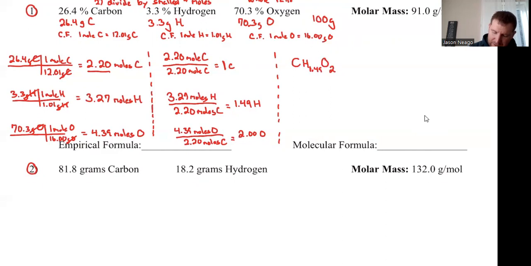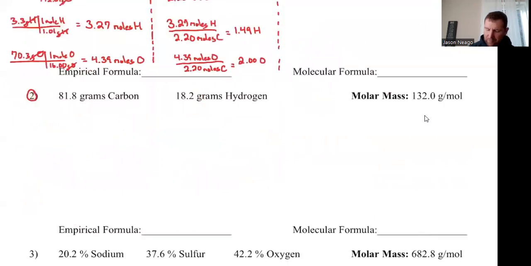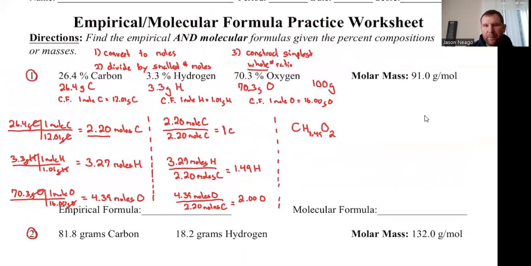Okay, so by definition, if I scroll up, we're going to construct the simplest whole number ratio. Well, right now, I don't have a whole number. I have 1.49. So what do I have to do? Well, here are some rules for you. In step number 2, if my number is 0.85 or greater, then I'm going to round up.